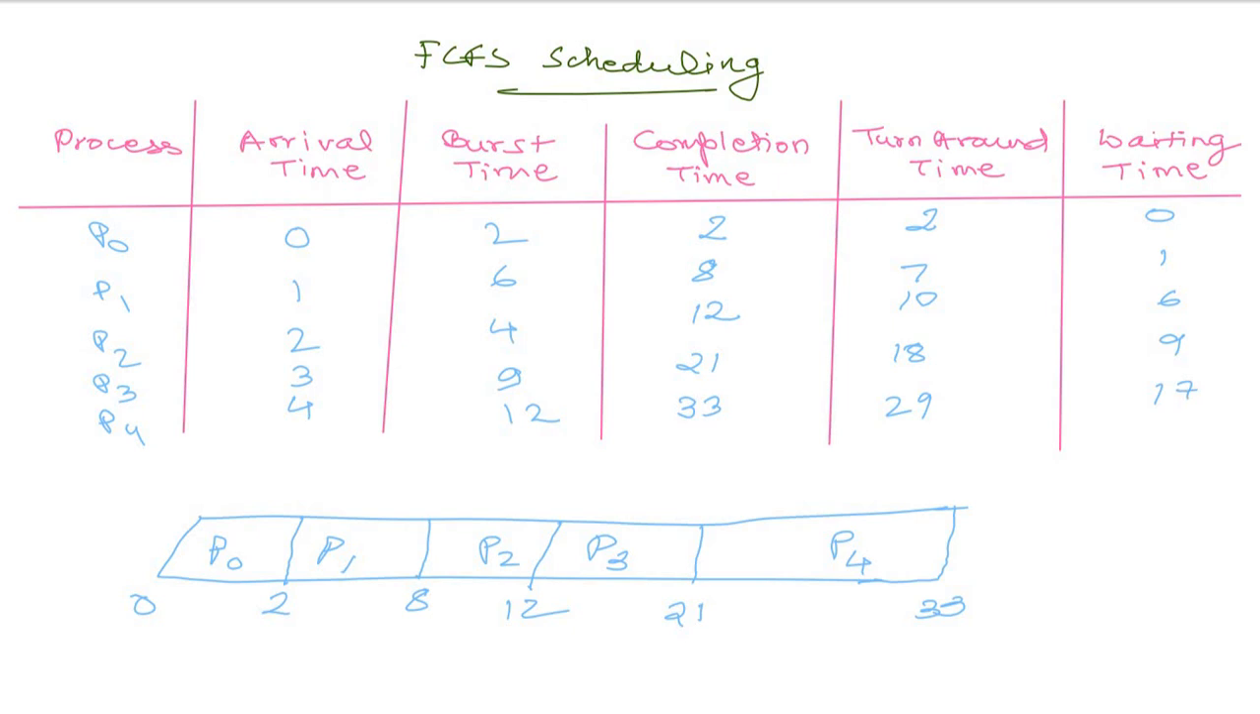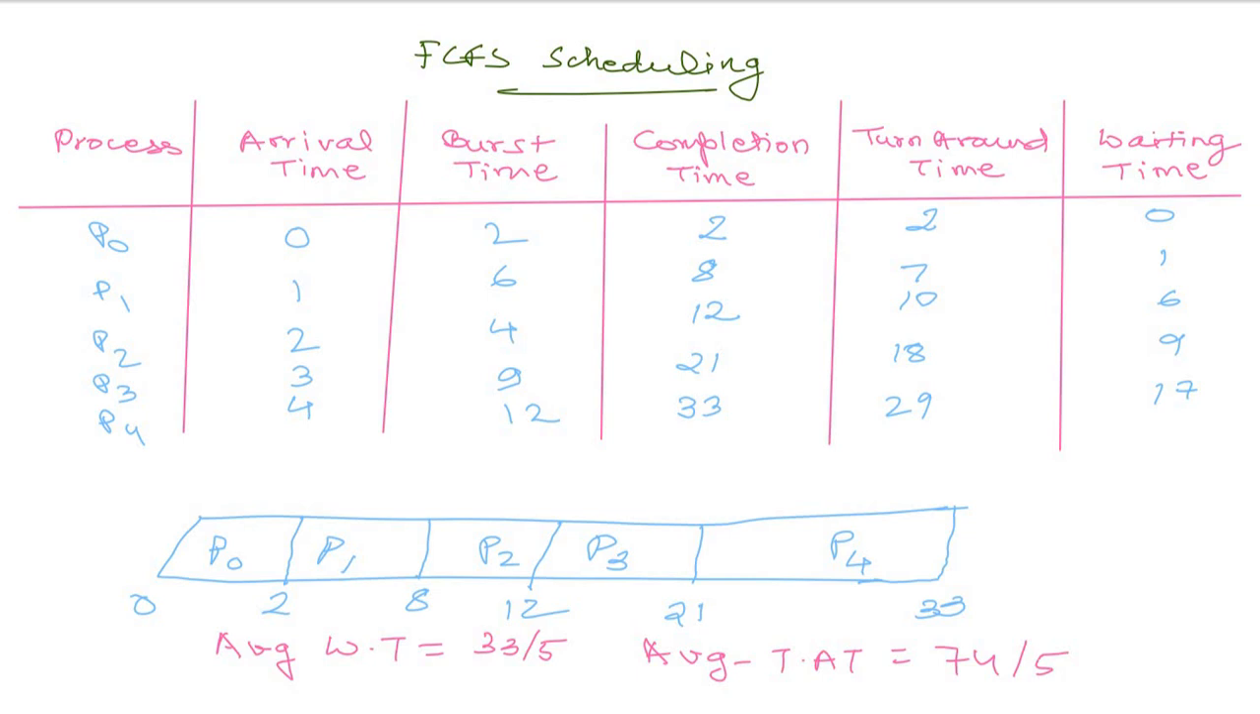Now let's talk about the average waiting time and average turnaround time. So what is the average waiting time? So it would be the sum of all these waiting times divided by 5. So that would come equals to 33 by 5. And let's also discuss the average turnaround time. So the average turnaround time would be equal to the sum of the turnaround times divided by 5. So that would come equal to 74 by 5. So that's the average turnaround time.